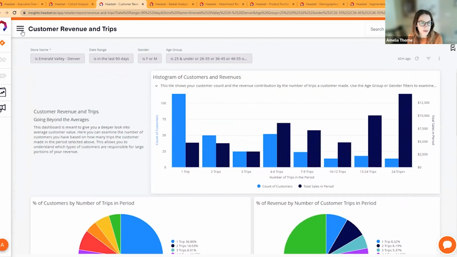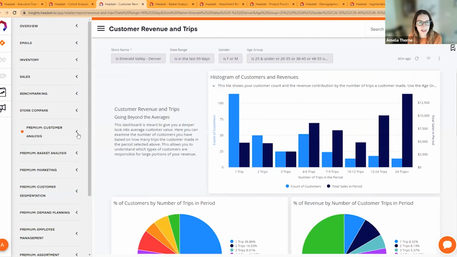All right, so that's customer revenue and trips. One of my favorite dashboards there.